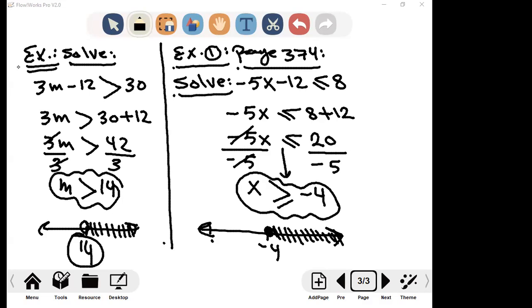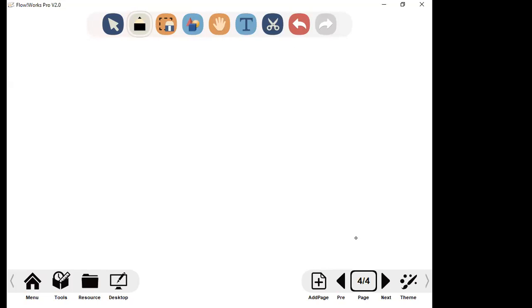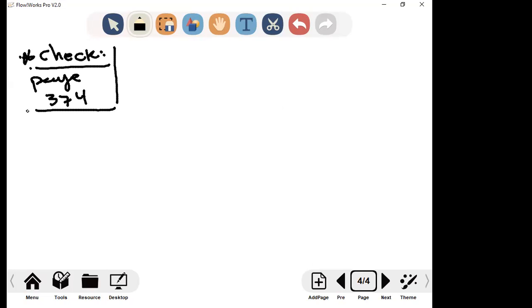Now, after that, we have the check of this example, page 374 also. Let's do the check together. Check after example 1, page 374. Solve negative 6x minus 4 more than 14.